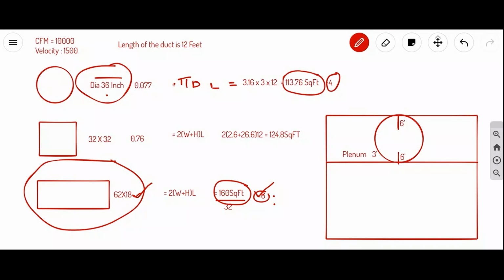Next, some places won't have any false ceiling. Some places like auditoriums don't have a false ceiling at all. Then at that particular place, what type of duct will you choose?